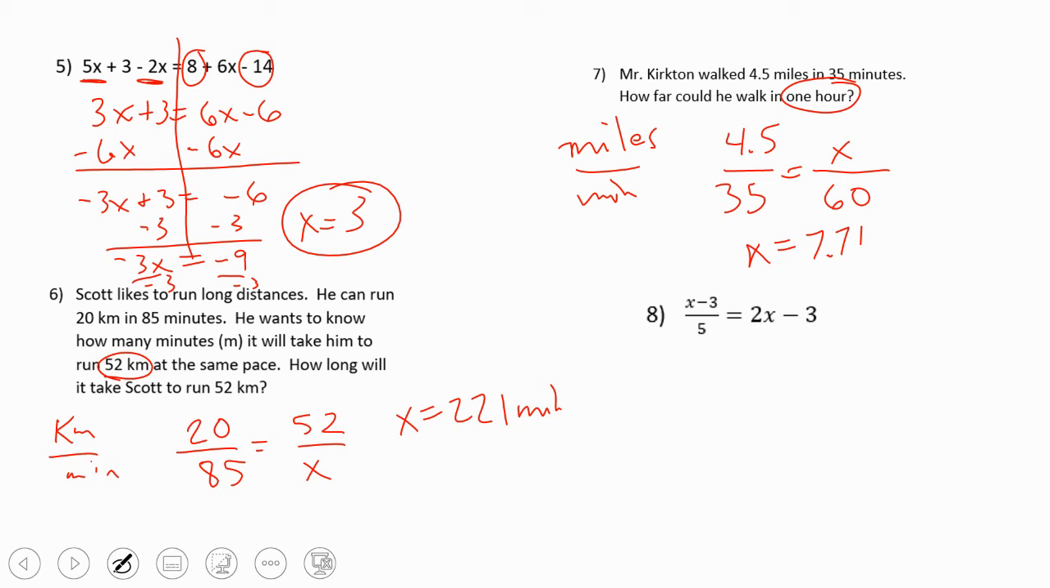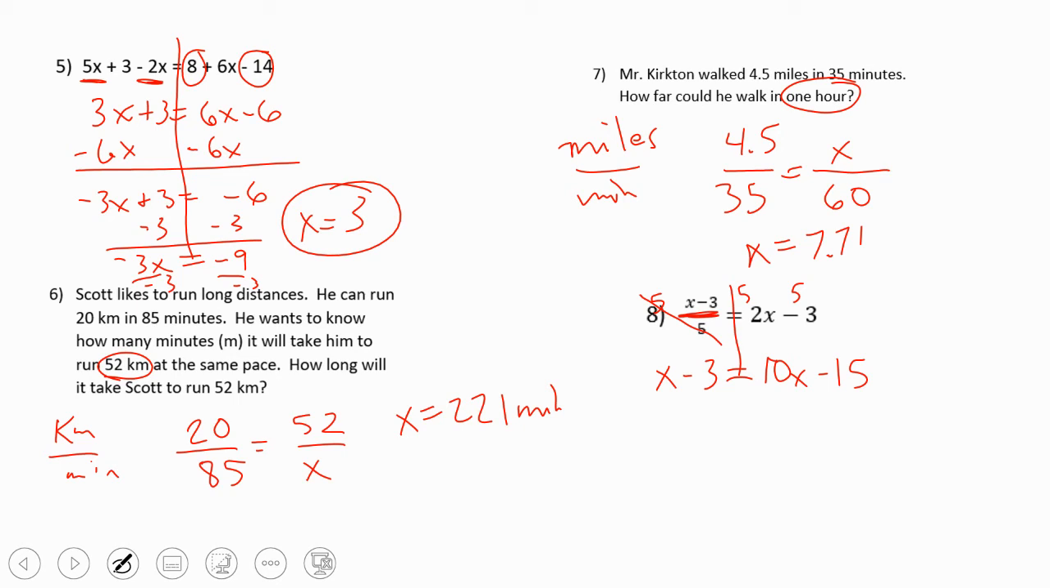Number 8, we have a fraction. And the best way to get rid of a fraction, especially when the whole thing is over something, is to multiply both sides by 5. Make sure that you multiply everything times 5. So these 5's cancel out. You get x minus 3 equals 10x minus 15.